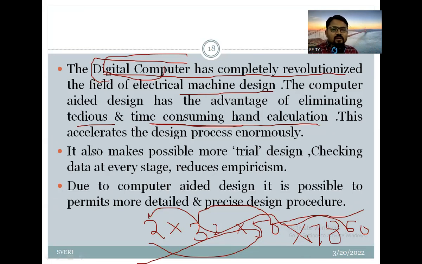Okay, so next thing, it also makes possible more trial designs, checking data at every stage, and reduces empiricism. Means what? Trial in the sense, if this is not successful, then again we put another data. If again this is not successful, we put another data. Means we are taking trials. And after that, somewhere in between, we will get some output as per our requirement, no? That means somewhere there will be a point where we get the output as per the requirement. Right? Have you got it? That is considered as the trial.